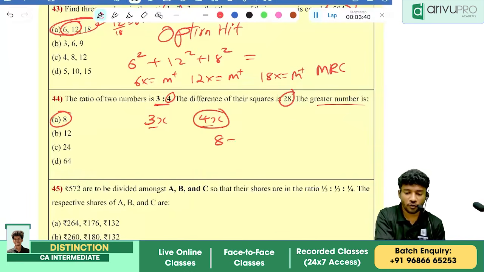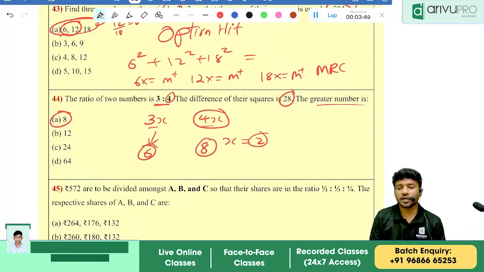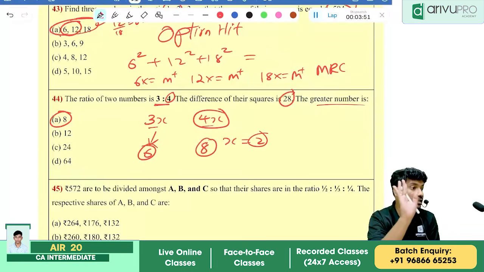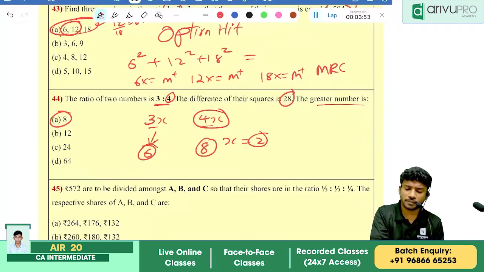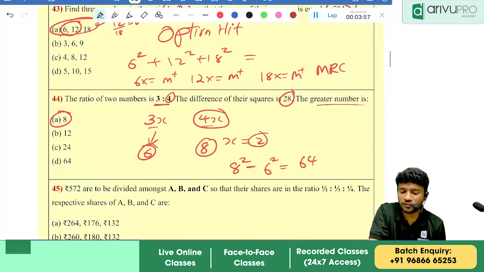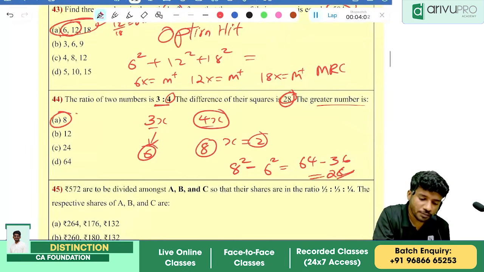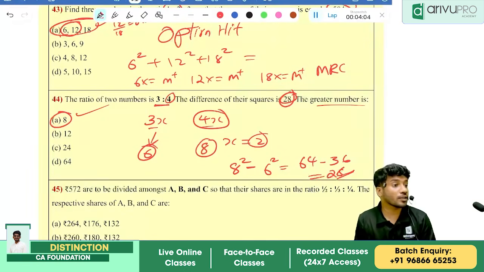8. That means 4x is equal to 8. From that, x is equal to 2. Then the smaller number will be 6. So the larger number is 8, the smaller number is 6. Using the option hitting method, I will check the squares. 8 square minus 6 square is equal to 64 minus 36, which is equal to 28. That means option A is the answer. That way you can check.